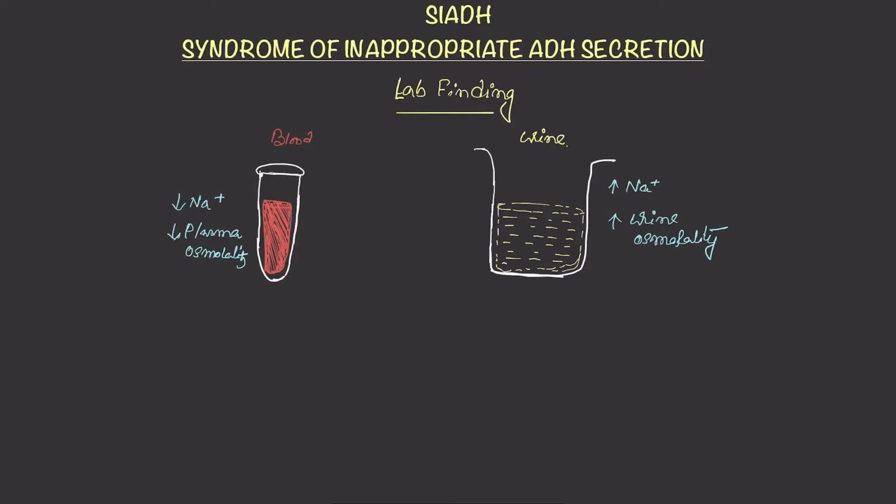Another feature of the urine is that there will be scanty urine production because of the excess ADH. It tries to reabsorb an excess amount of water, which leads to a decrease in urine formation. A stable SIADH patient will be euvolemic.